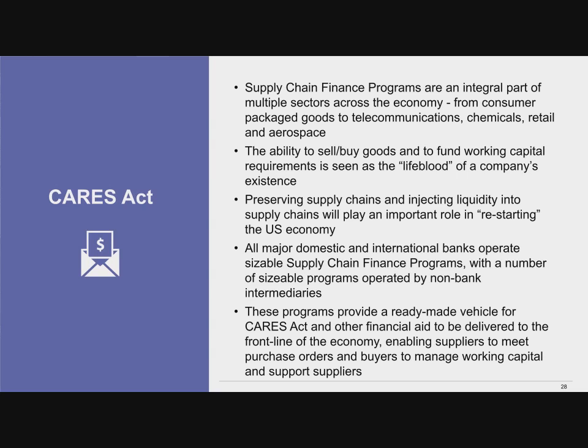All of the major domestic and international banks operate these programs. And I'm of the view that they provide a ready-made vehicle for CARES Act and other financial aid to be delivered to the front line of the economy. And I think that, if they're looked at in the proper way, they will provide a very efficient and useful tool to help kickstart the economy when we open up again, hopefully days from now.